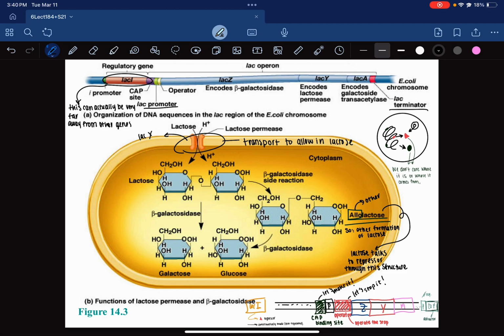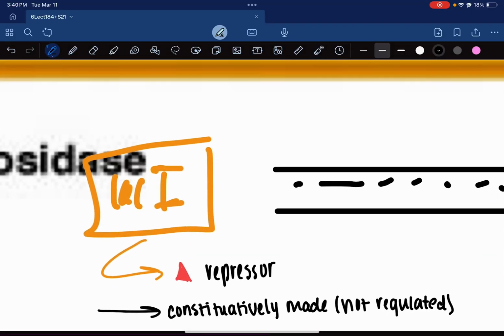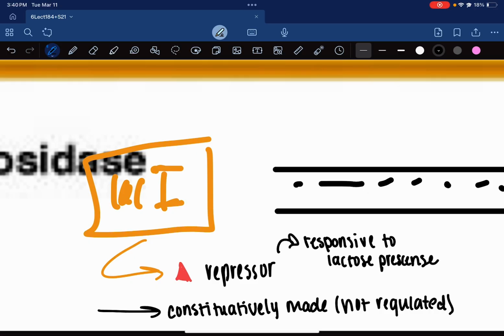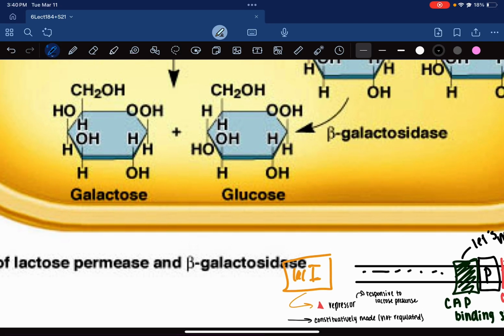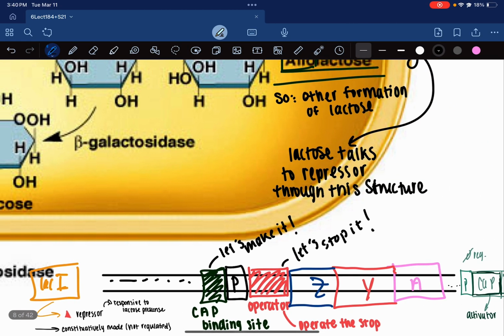Responsive to lactose presence. It's sensing lactose. It does not care about glucose levels. So really the repressor says on, off, relative to how much lactose is around. If there's no lactose, shoot, lock it down. There's no reason to turn this on. If I have lactose, pull it off. Right?